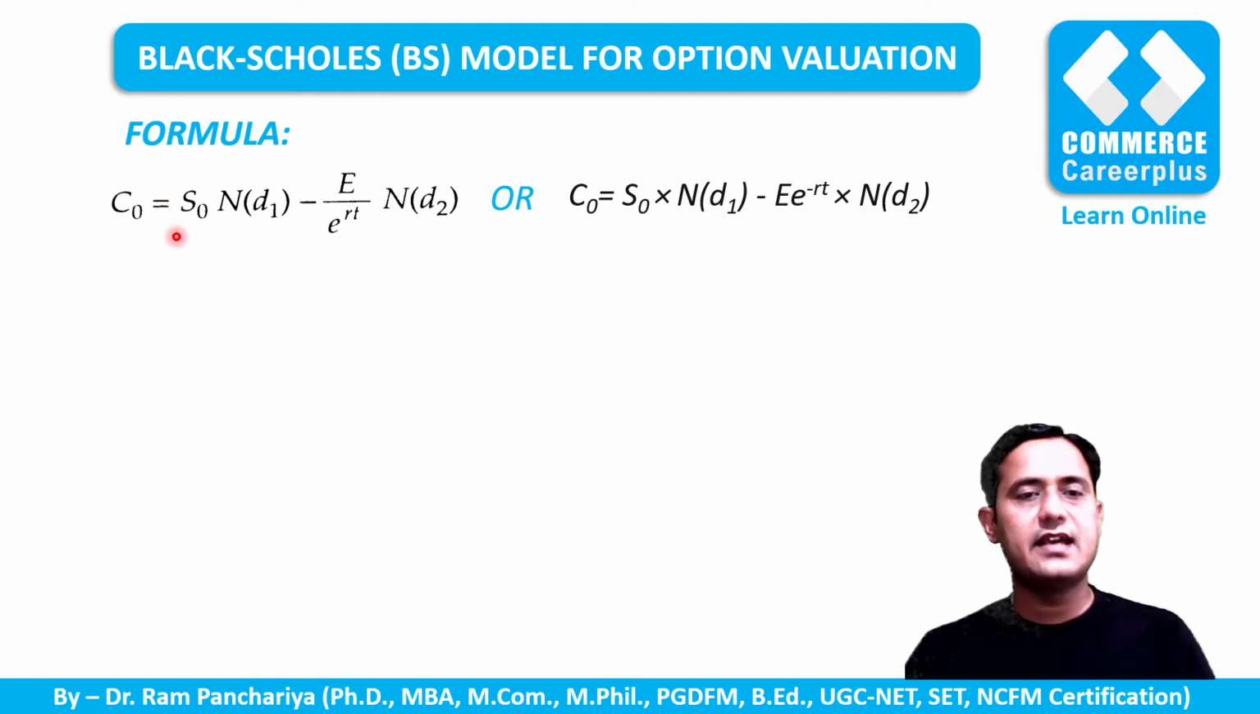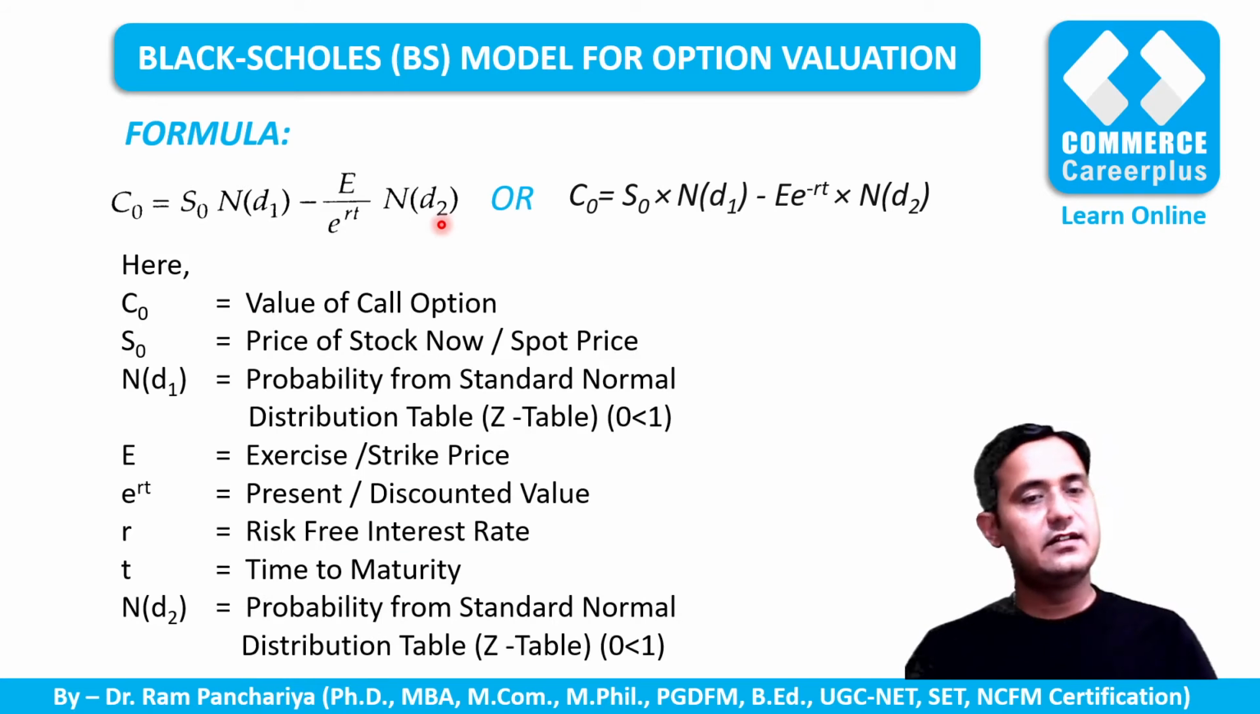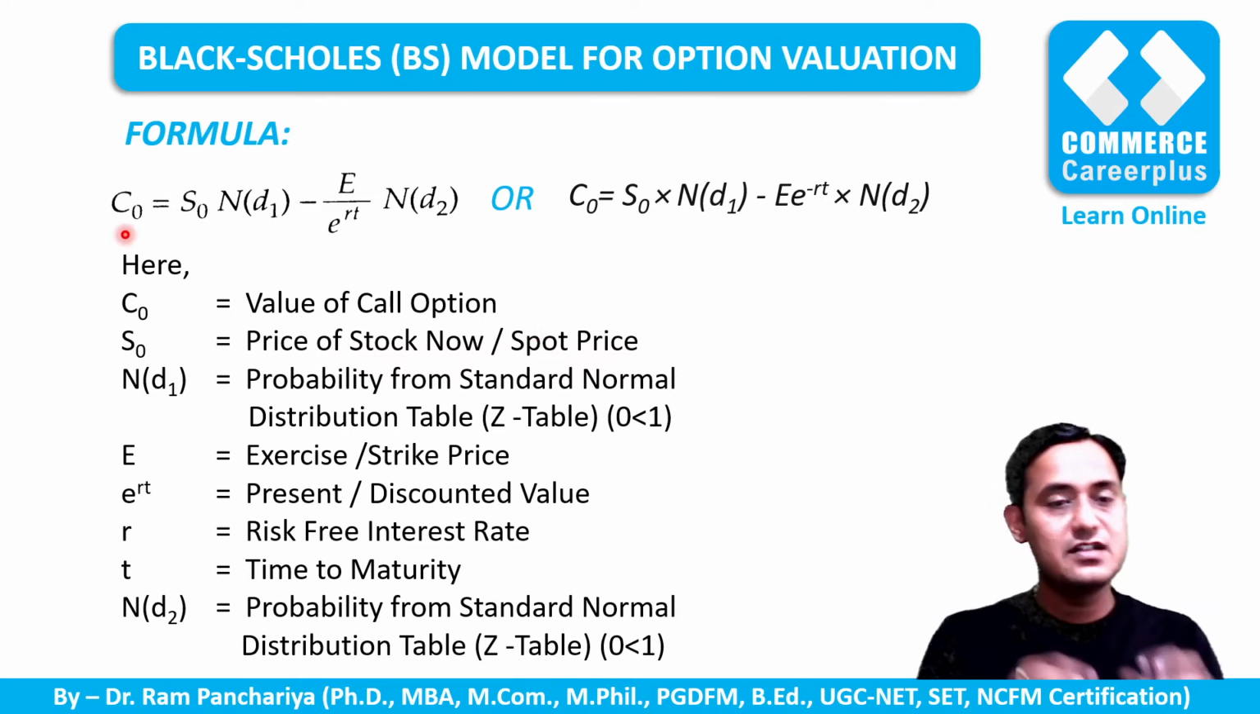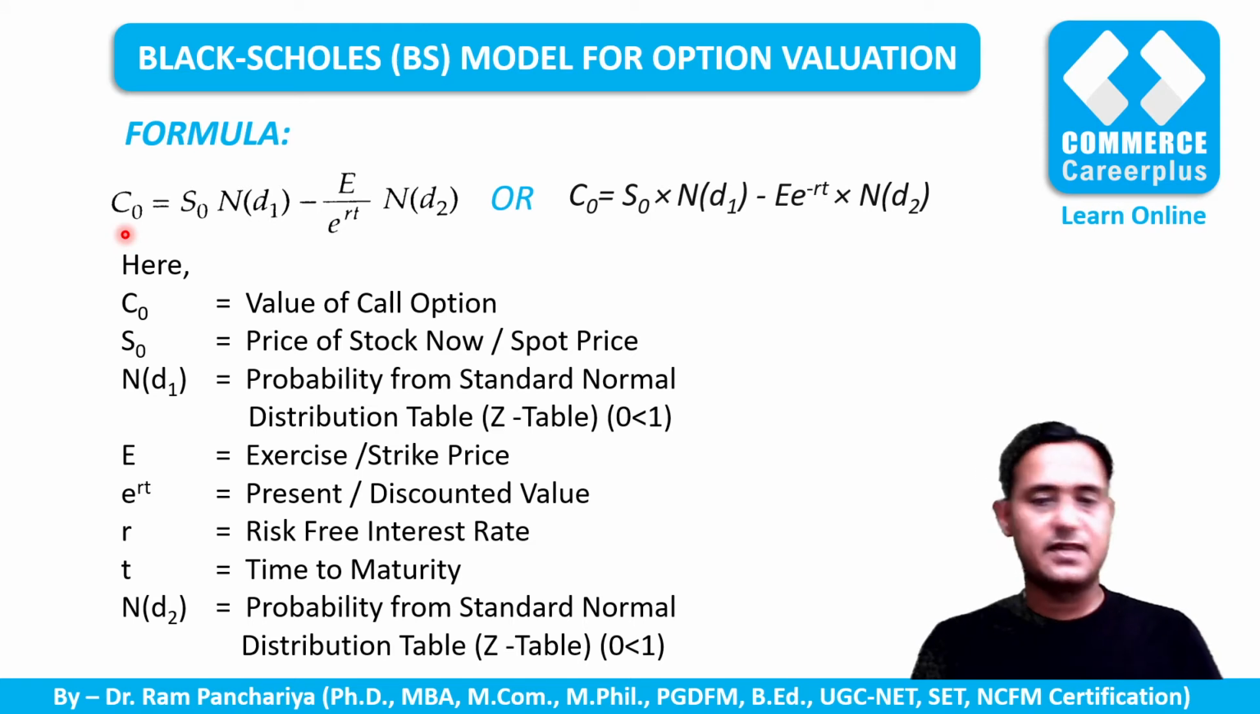अब हम यहाँ डिस्कस करेंगे कि ये C0 क्या है, S0 क्या है, what is ND1, E क्या है, E to the power RT क्या है, and what is ND2, which is given here. So C0 means value of call option. अब जीरो क्यों लिखते हैं हम लोग, C0 का मतलब है value of call option now, आज कितना call option का price आने वाला है, which is indicated by C0.